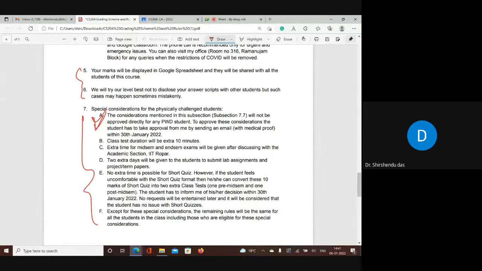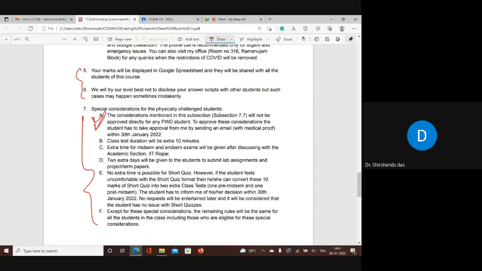But I have mentioned one more point here: after giving the first one or two short quizzes, if you feel that this format is not good for you and you are not able to manage it properly, then you can approach me. Then I'll convert all the short quizzes, which total 10 marks, into two class tests only for you. There will be one extra class test for you before midsem and one after midsem, and you need not give any short quiz, because short quiz is very competitive and you have to attempt it within 10 minutes. So if this is difficult for you, then I have an option for you.